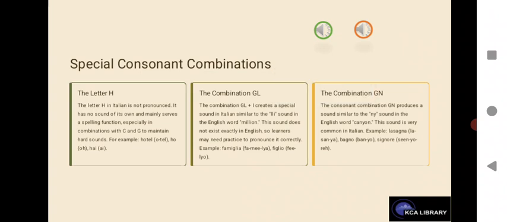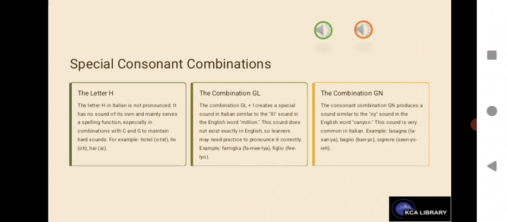Special consonant combinations. Italian has several special consonant combinations that produce unique sounds. Learning these combinations is important for correct pronunciation. 1. The letter H. In Italian, H is not pronounced. It has no sound of its own and mainly serves a spelling function, especially in combination with C and G to keep their hard sounds. Examples: hotel, hotel. Ho, I have. Hai, you have.